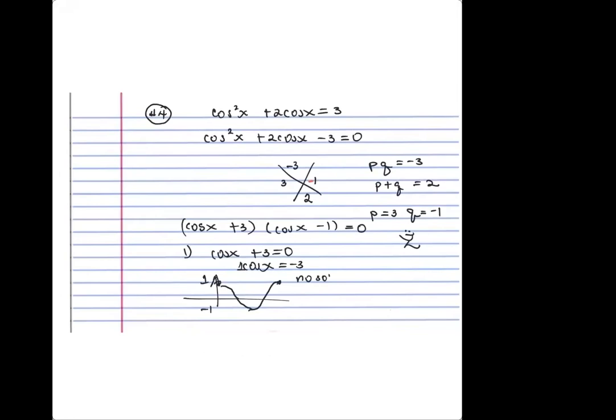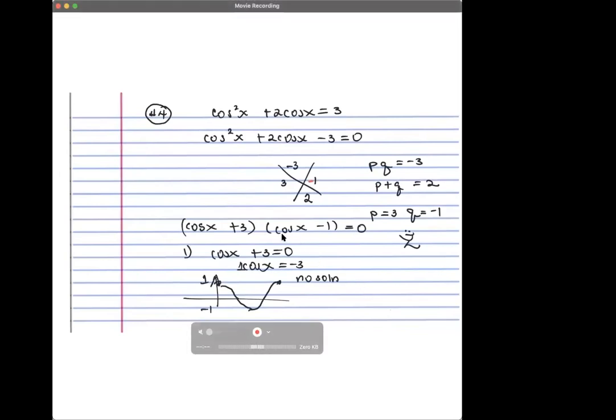So it's no solution. So let's take a look at case 2, where we set the second factor equal to 0, cosine x minus 1 equal to 0.